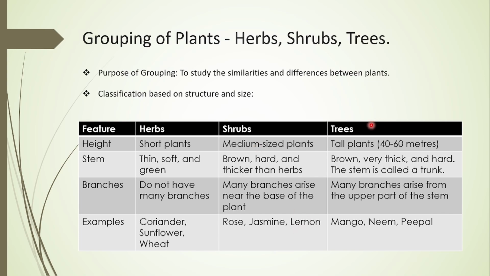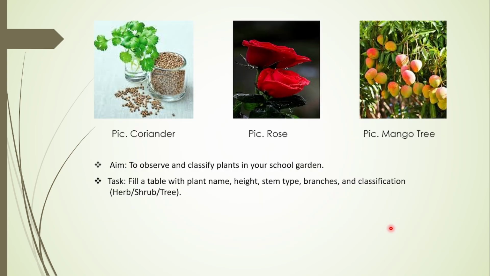Then the last one is trees. Trees are tall plants, with a size of 40 to 60 meters. They have a stem that is brown, very thick and hard. The stem is also called the trunk. They have many branches arising from the upper part of the stem. Examples are mango, neem, and peepal.